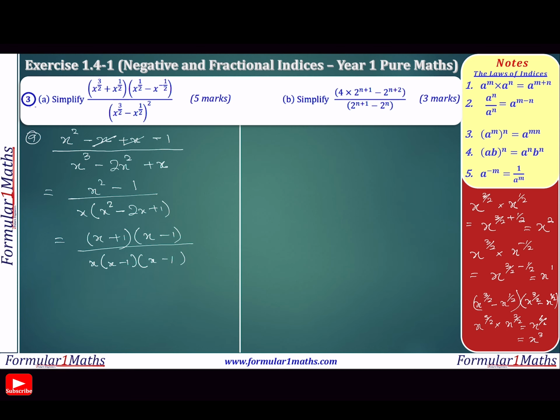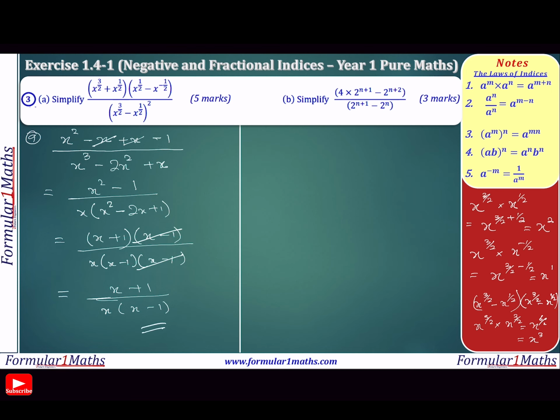So now I can do some cancellation. This will go with that, and I'll be left with x plus 1 over x brackets x minus 1. And that's the final answer required for question 3a.